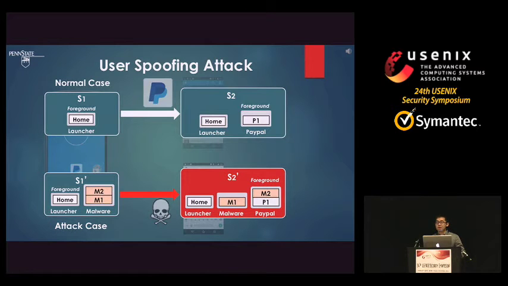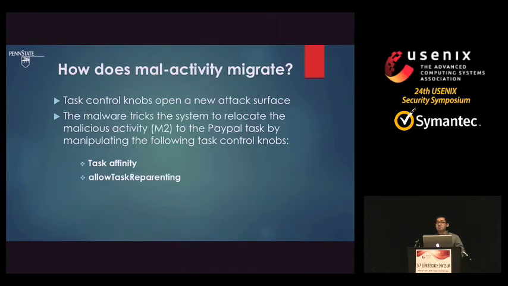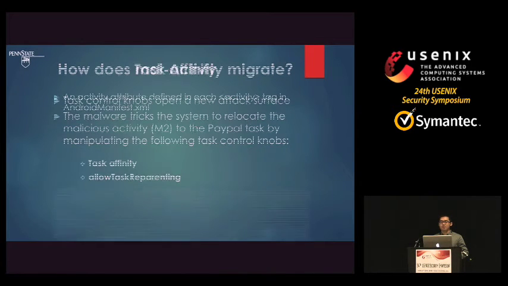Now the question is, why does this M2 migrate? It turns out that Android provides a rich set of task control knobs to let developers customize task behaviors. Despite the merits we have talked about, it also opens a new attack surface. In this particular example, the malware can trick the system to relocate the malicious activity to the PayPal task by manipulating the following task control knobs: task affinity and allow task reparenting.